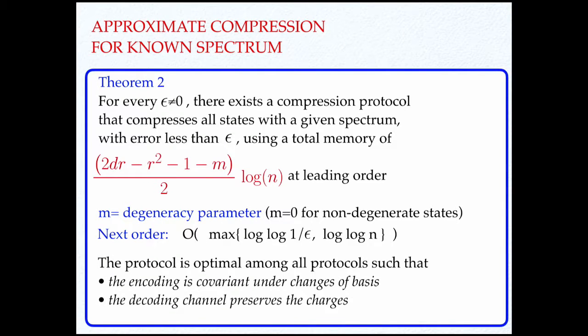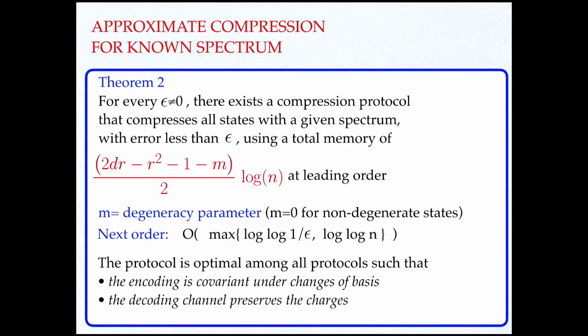So then we have an achievability result. We can show that every time we know the spectrum of our set of states, and we allow for a non-zero error, we can reduce the amount of memory by a discontinuous amount. So as soon as we allow for a small error, we can reduce the total memory requirement to this value, which is, well, the expression is similar to the one before, but the coefficient is smaller. And there is also a dependence on the degeneracy of the eigenvalues here.